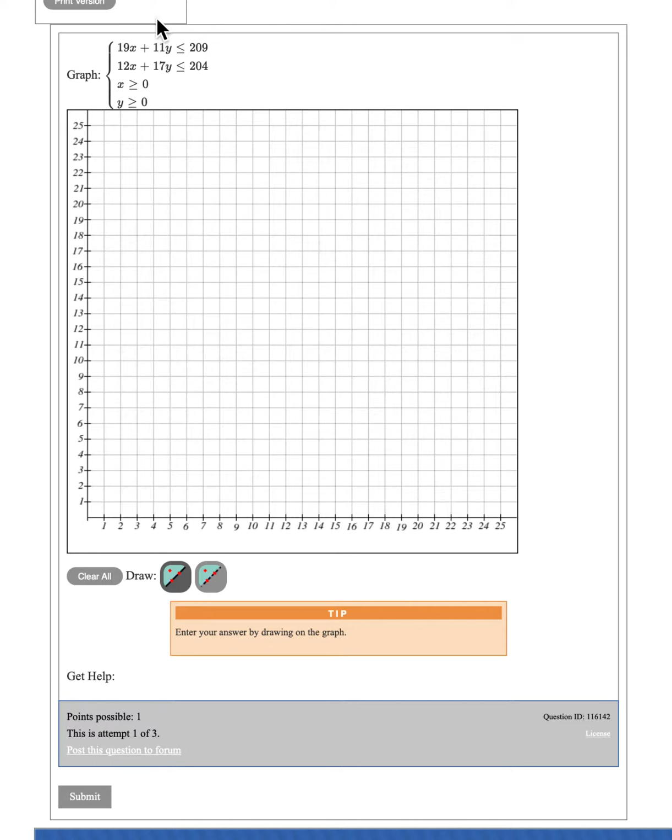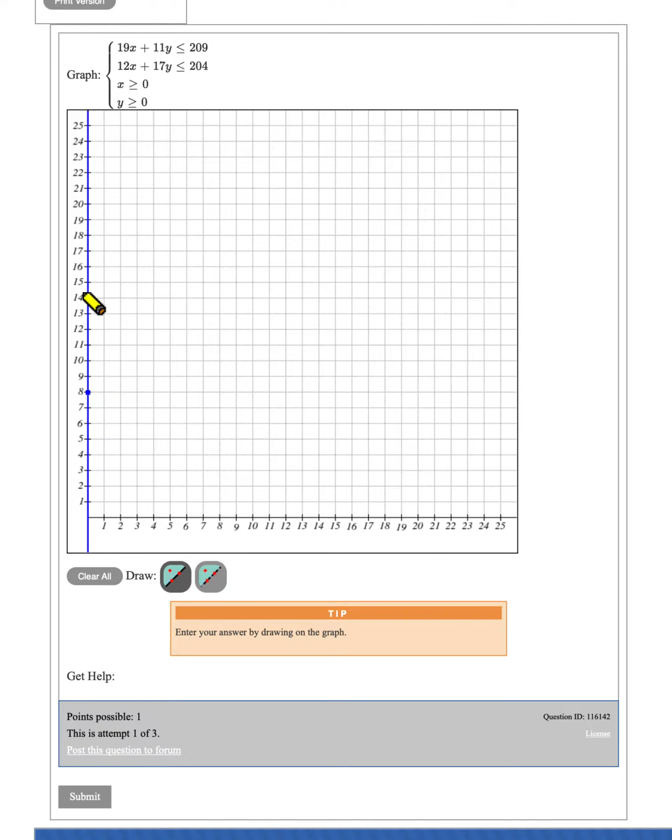So I think I'm going to start where everyone generally has the problem, which is folks forget to do these two. You get all hung up worrying about this, and you forget to do the two easy ones. So that x greater than or equal to 0, all these have equals, so I'm going to be using a solid line each time.